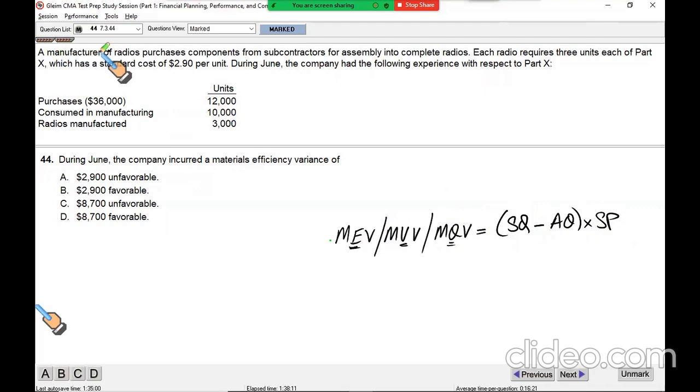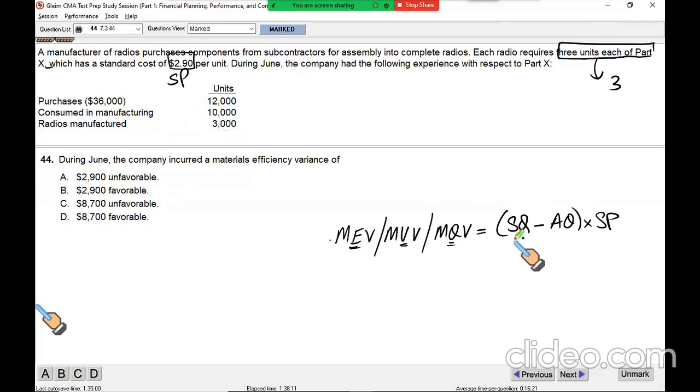Okay, here we go. A manufacturer of radios purchases components from subcontractors for assembly into complete radios. Each radio requires 3 units each of part X, which means the 3 units are used in each finished product, which has a standard cost of 2.9. This is the standard price, SP. During June, the company had the following experience with respect to part X. This is the data given. We purchased $36,000. By paying $36,000, we bought 12,000 units. We consumed 10,000 of part X, and we manufactured 3,000 radios.